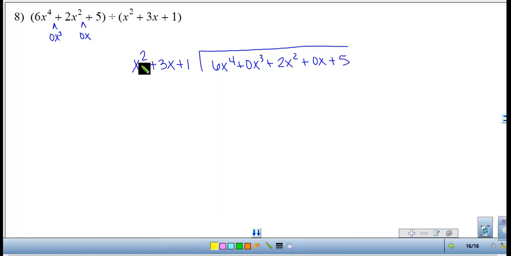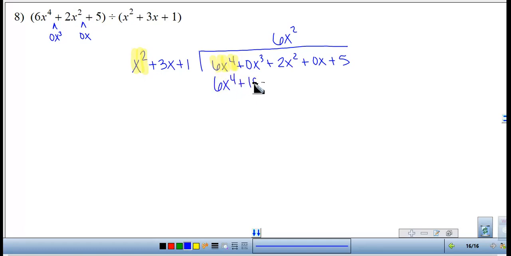Now, just like before, we're only going to focus on the first terms. How many times will x squared divide into 6x to the fourth? 6x squared. Take your answer, multiply it, 6x squared times all three terms. My answers are 6x to the fourth plus 18x cubed plus 6x squared. Draw a line, change all three signs.